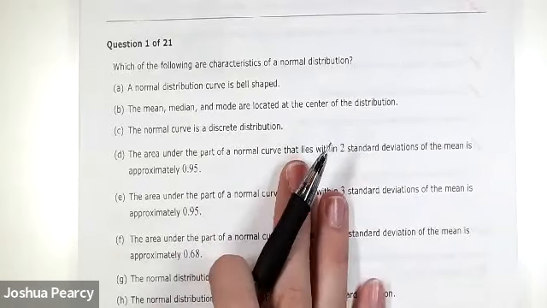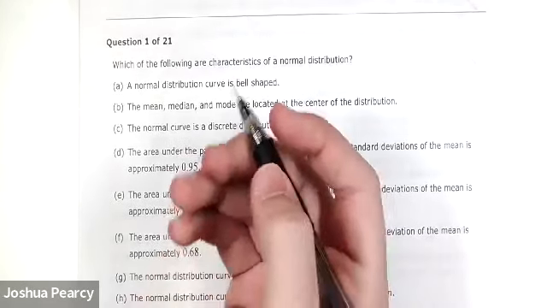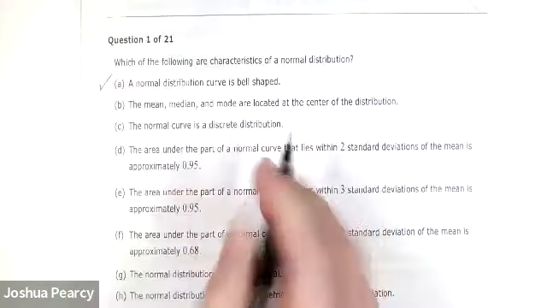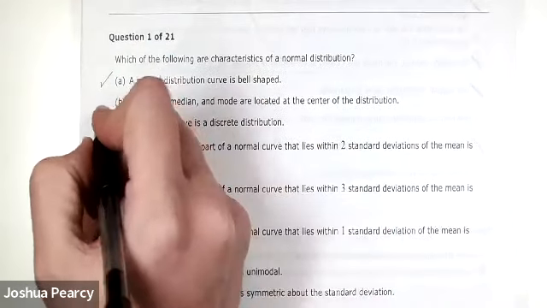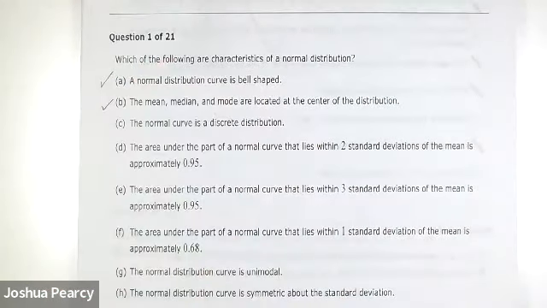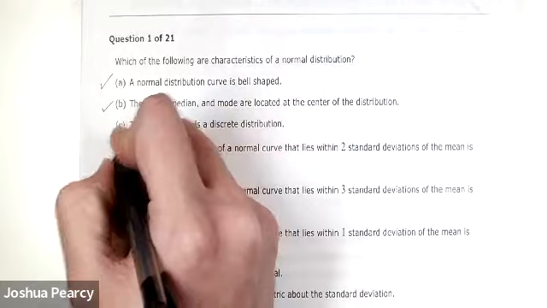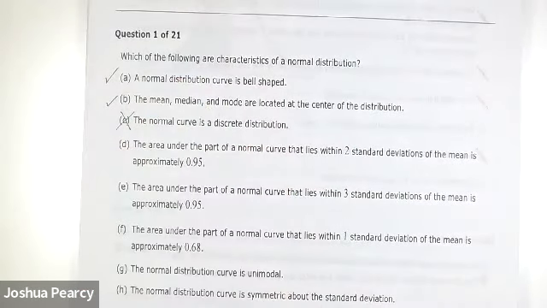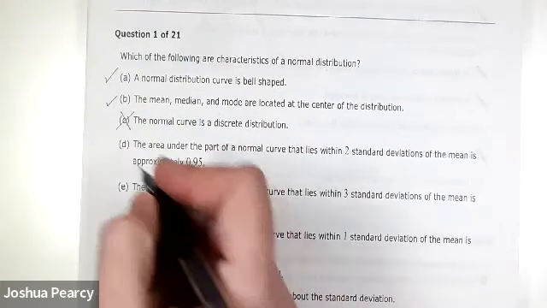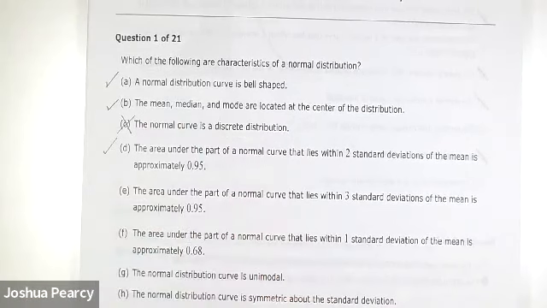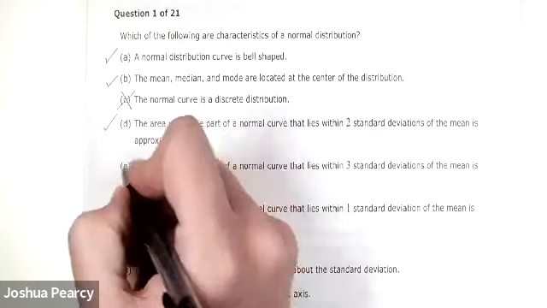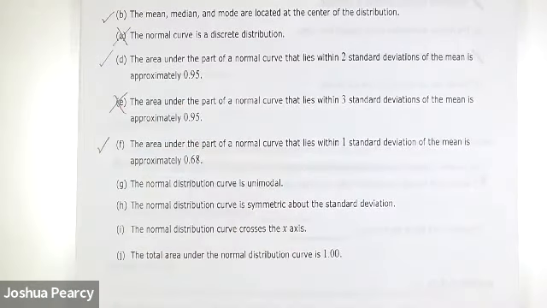A normal distribution curve is bell-shaped. Obviously, that's true. So that's one of them. The mean, median, and mode are all located at the center. That's one of them. The normal curve is a discrete distribution. Is it? No. It's false. It's continuous. So no, not that one. The area under the part of the normal curve that lies within 2 standard deviations of the mean is approximately 95%. That is actually true. We'll talk about that in a second. That is the empirical rule. The area under the curve, that's false. This one's true. That's the empirical rule again.